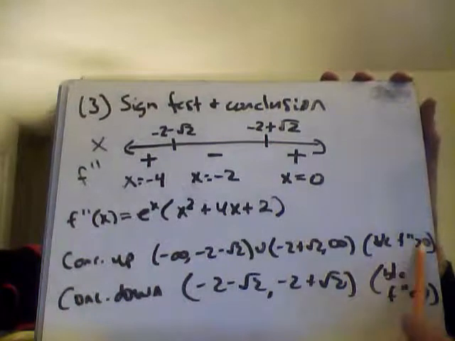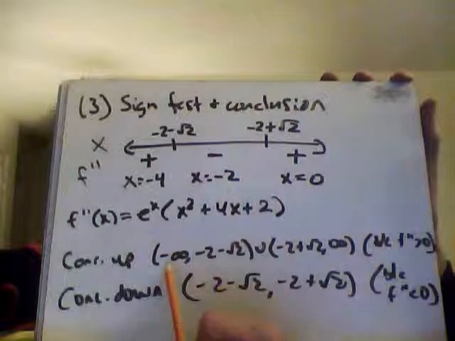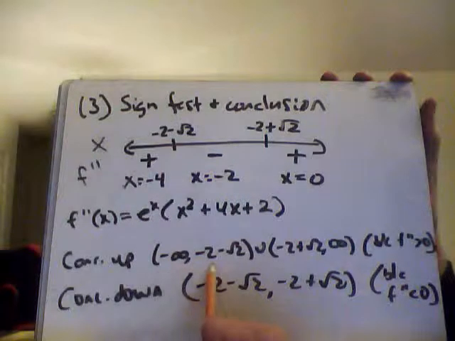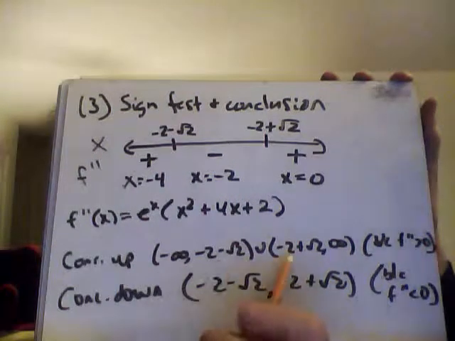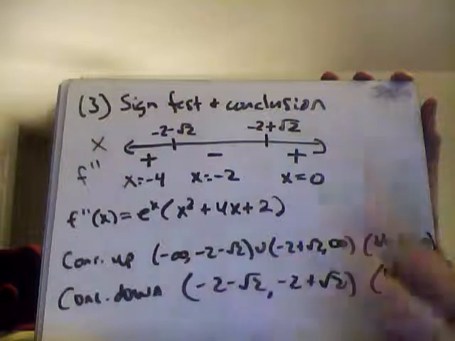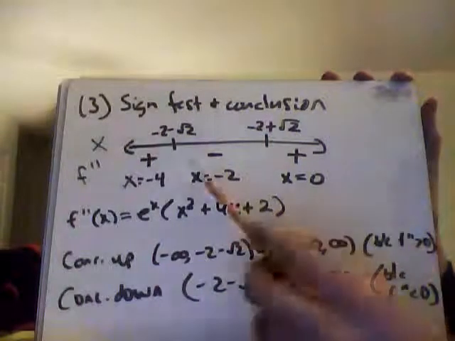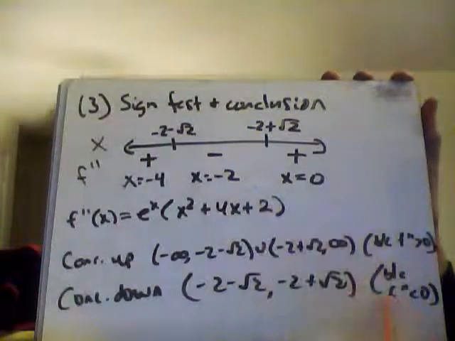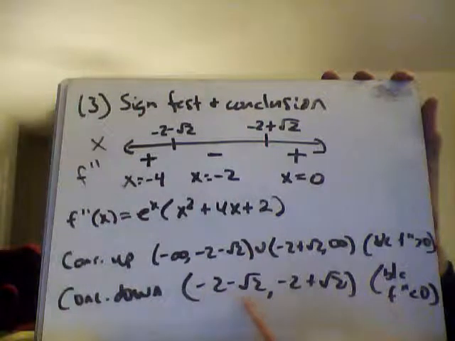Therefore, we have a concave up function when x goes from negative infinity to negative 2 minus root 2, and then from negative 2 plus root 2 to infinity, because f double prime is positive. And in between, we're going to be concave down because f double prime is less than 0. That would be the interval negative 2 minus root 2 to negative 2 plus root 2.